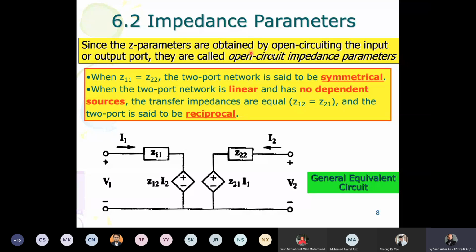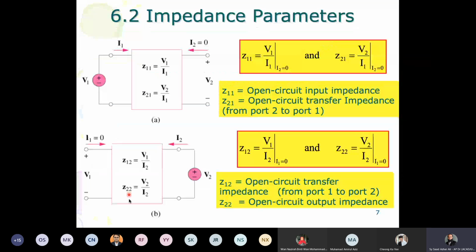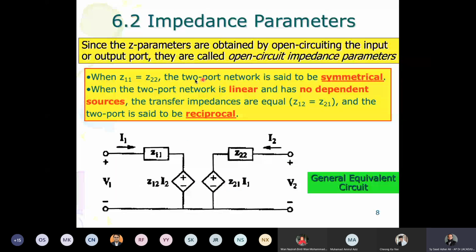Since the Z parameters are obtained by open circuiting the input or output port, they are called open circuit impedance parameters. So we just already explained that part. When Z11 is equal to Z22, it is possible to have Z11 equal to Z22, the two-port network is said to be symmetrical. When the two-port network is linear and has no dependent sources, the transfer impedances are equal, Z12 equals Z21, and the two-port is said to be reciprocal.